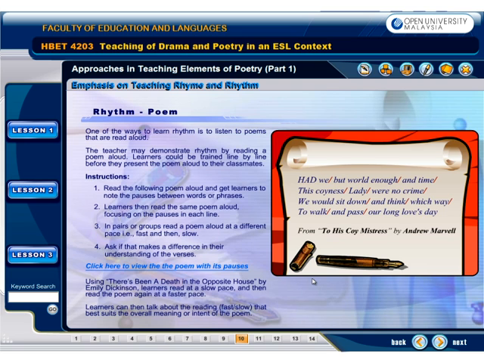Had we but world enough and time, this coyness, lady, were no crime, we would sit down and think which way to walk and pass our long love's day. From To His Coy Mistress by Andrew Marvell.